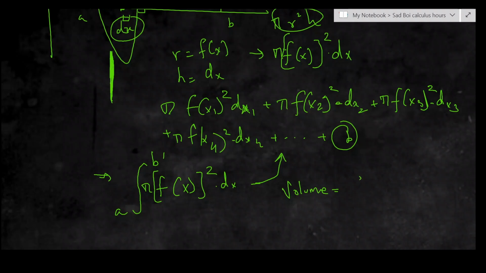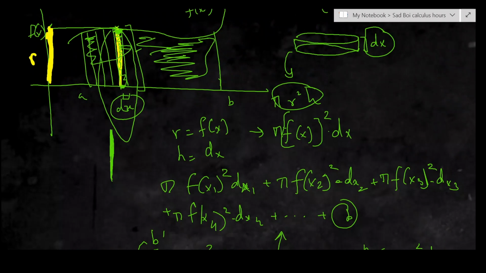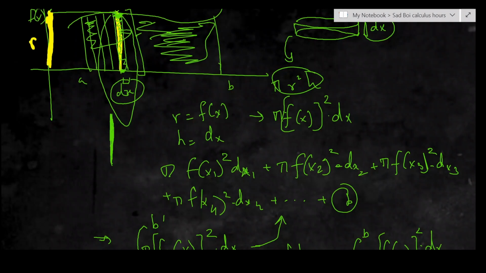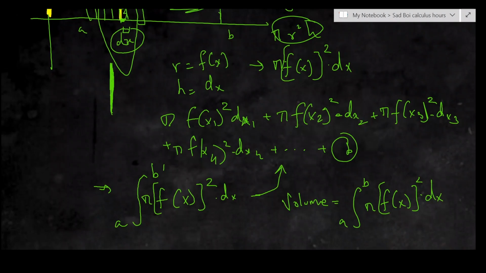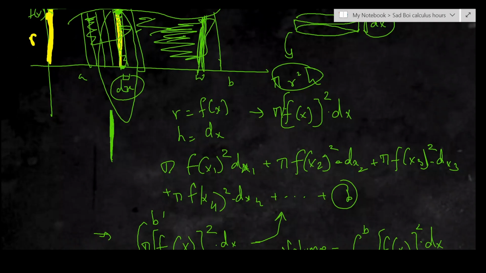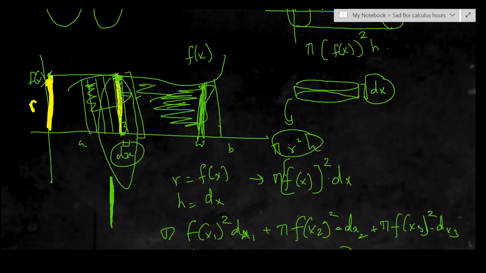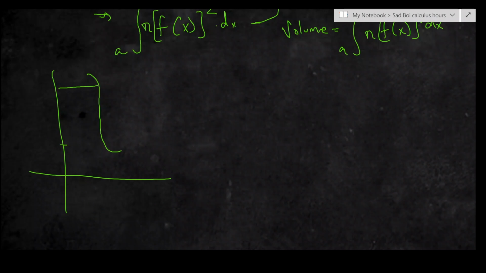Hence, our volume of revolution of a function around the x-axis is going to be written as the integral from a to b of pi f of x squared dx, where f of x is the radius of the cylinder, and dx is the width of the cylinder, which is very minute. Hence, we make cylinders using each and every segment between a and b of very minute width, we revolve those segments around the x-axis forming cylinders, and we add the volume of those cylinders to form the final volume.